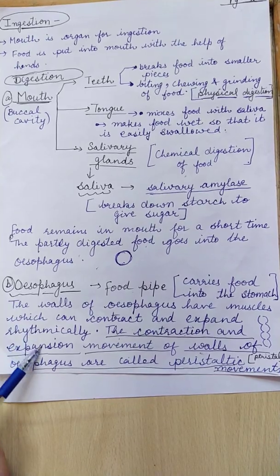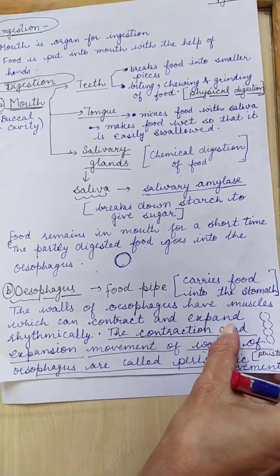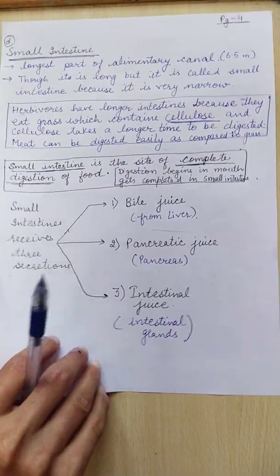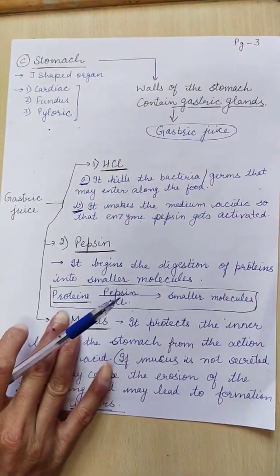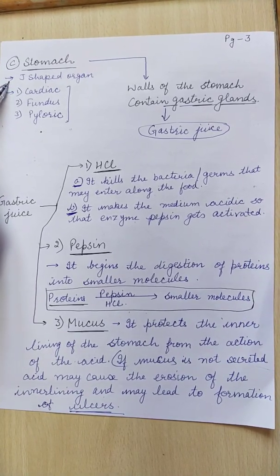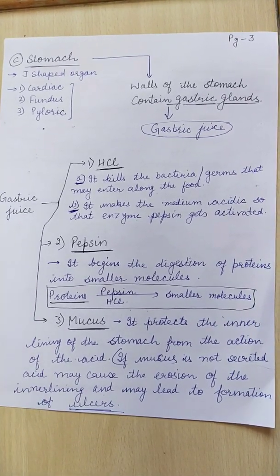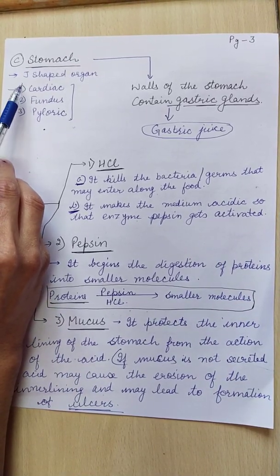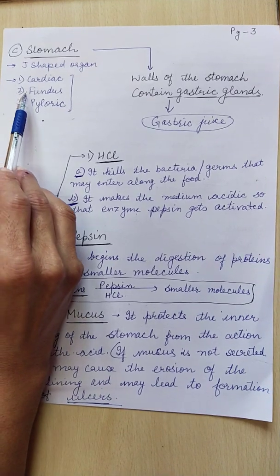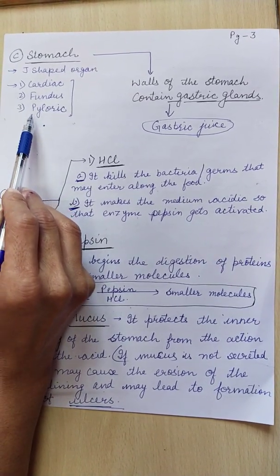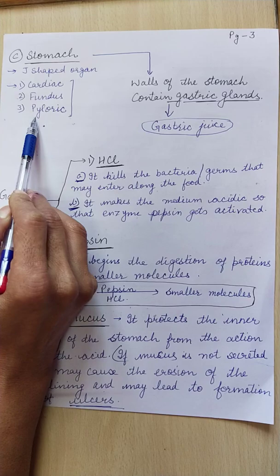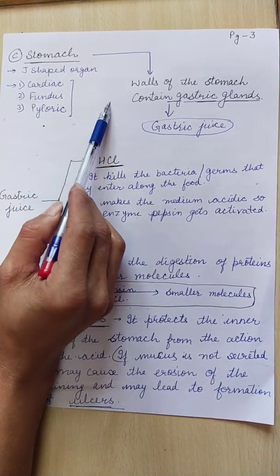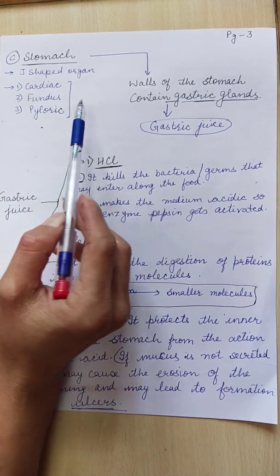Now from the esophagus, food has entered into the stomach. Now what happens to the food in the stomach? The stomach is a J-shaped organ which has three parts. One is the cardiac, the upper part which is near to the esophagus. Another is the fundus. The third one is the pyloric part, which is near to the small intestine. The main body of the stomach is the longest part.